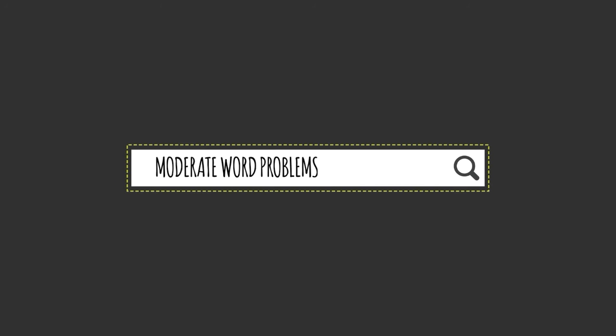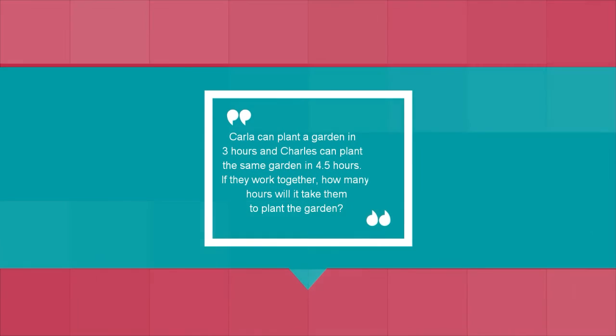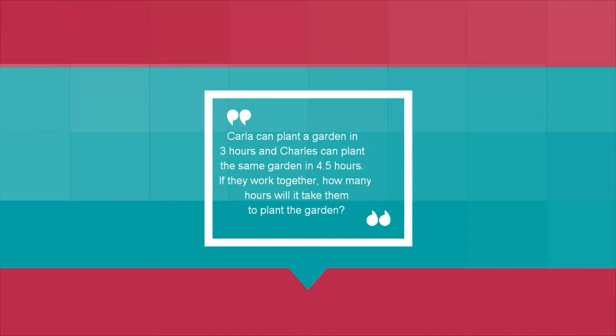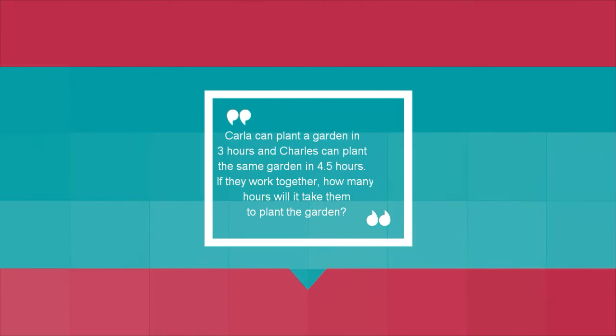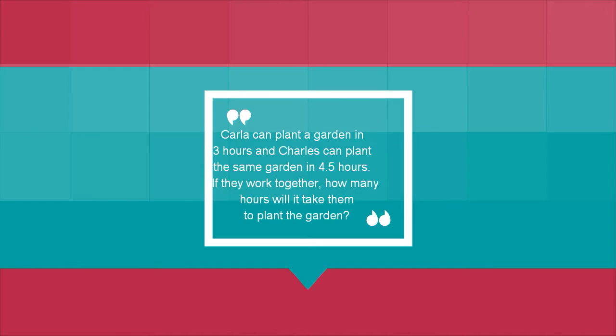So let's now move on to moderate word problems. Carla can plant a garden in 3 hours, and Charles can plant the same garden in 4.5 hours. If they work together, how many hours will it take them to plant the garden?